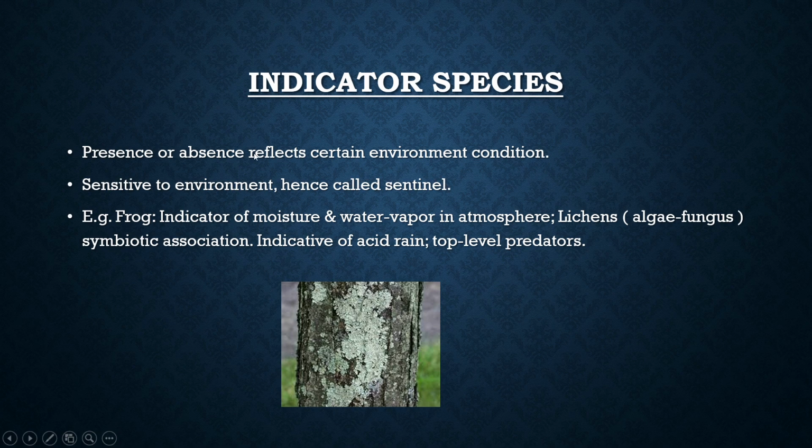For example, frogs. The presence of frogs in a surrounding indicates the presence of moisture and water vapor in the atmosphere. Another one is lichens. Lichens is a symbiotic association of algae and fungus. What is a symbiotic association? We'll see in some other lecture. But this is the lichens, and it is one of the indicator species. It indicates acid rain.